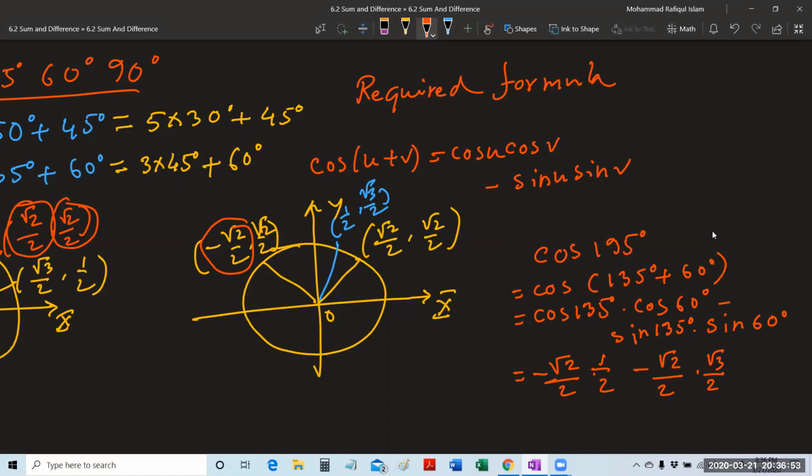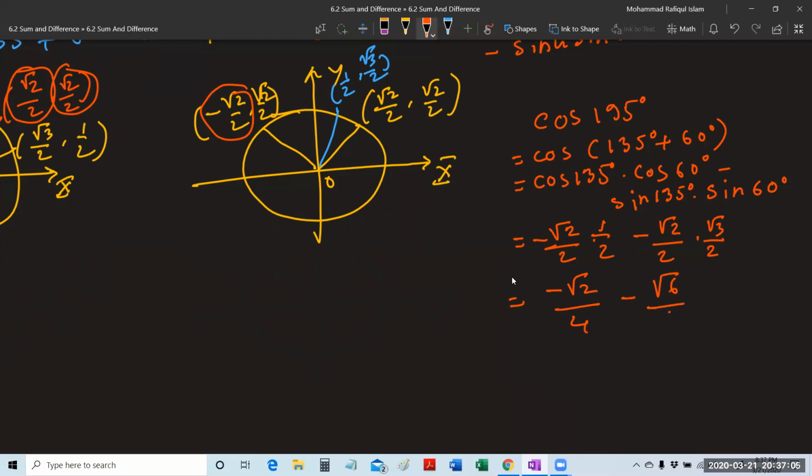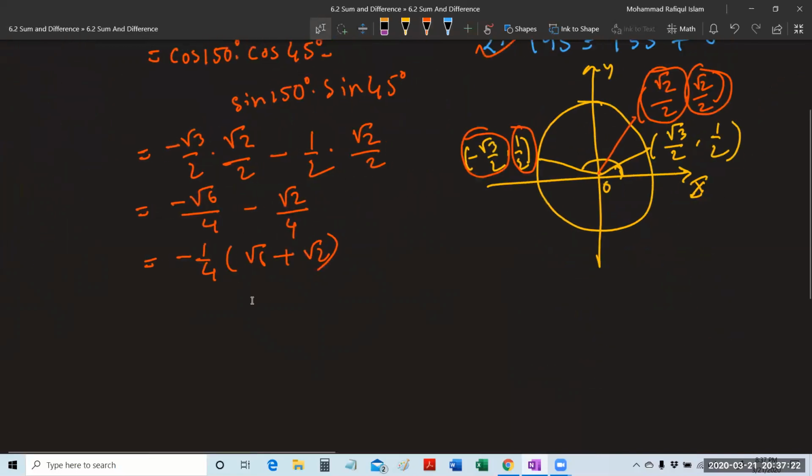Then we get negative root 2 over 4 minus root 6 over 4. So the final answer is the same. If you factor out negative 1 over 4, you get root 6 plus root 2. So the answer is the same. We can solve in two different ways.